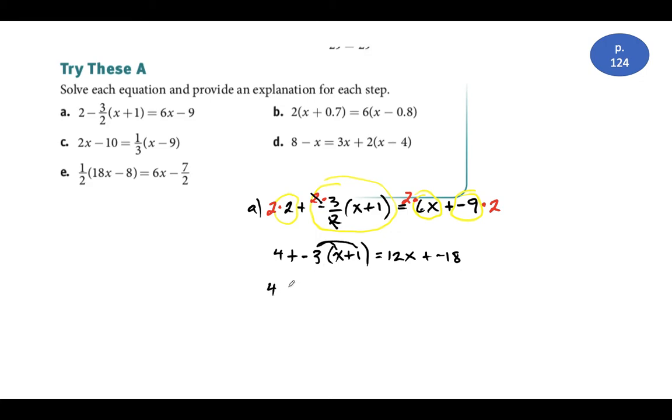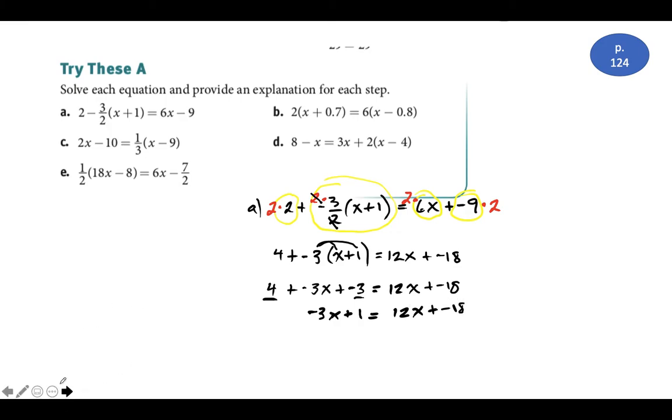So I have 4 plus negative 3 times x is negative 3x. Negative 3 times positive 1 is negative 3. And then I have 12x plus negative 18. Hopefully you can see that these are like terms. 4 positive 1s, 3 negative 1s. I can add those together and get 1 positive 1. And now I have cleared out my fractions. I have simplified both sides. I am ready to start solving.